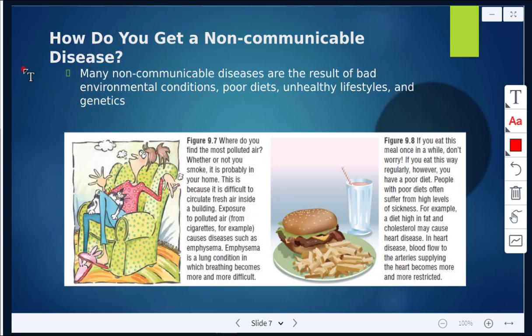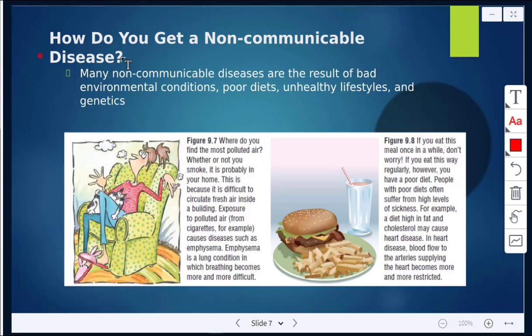How do you get a non-communicable disease? All right, so these are the ones that cannot be caught from organism to organism. Many non-communicable diseases are the result of bad environmental conditions, poor diets, unhealthy lifestyles, and genetics.